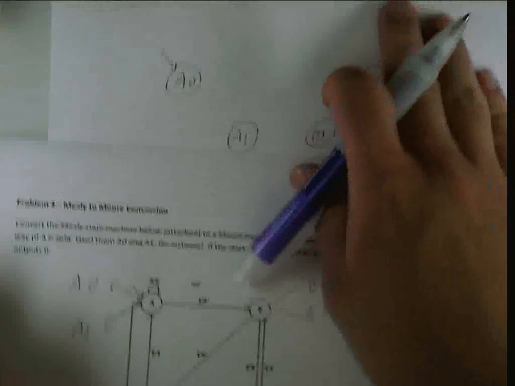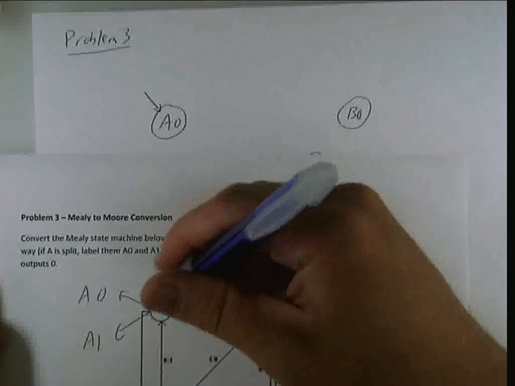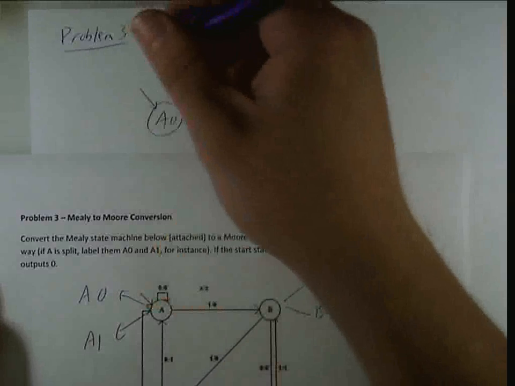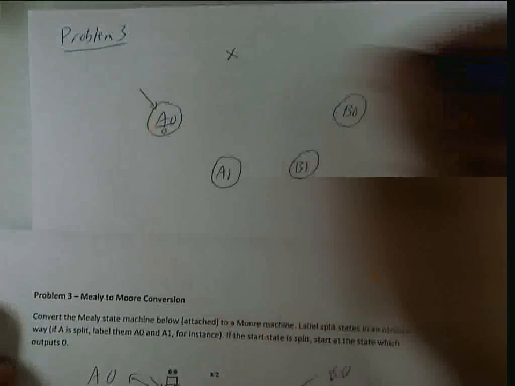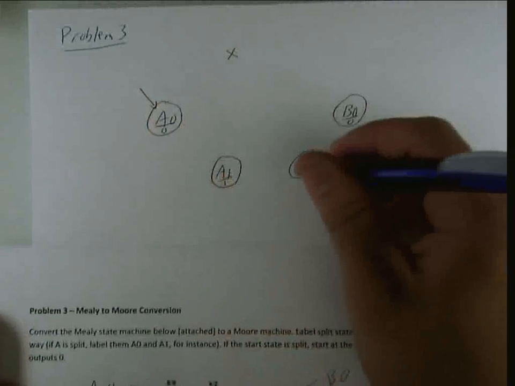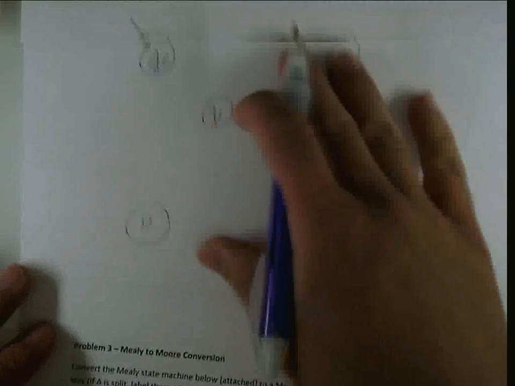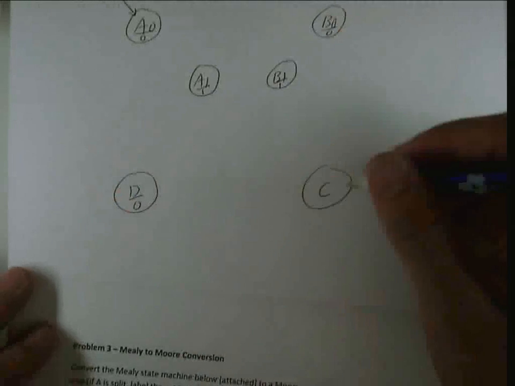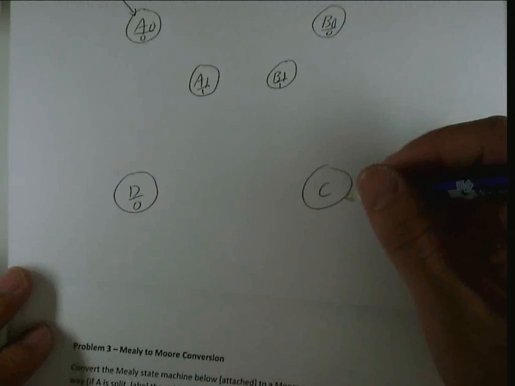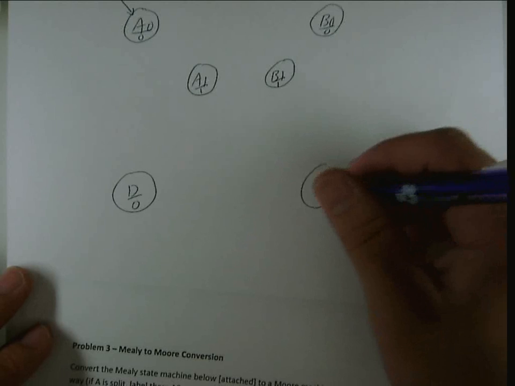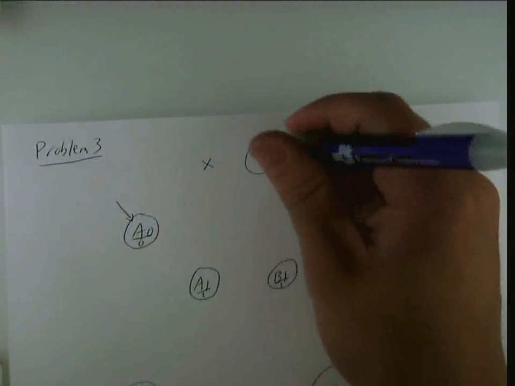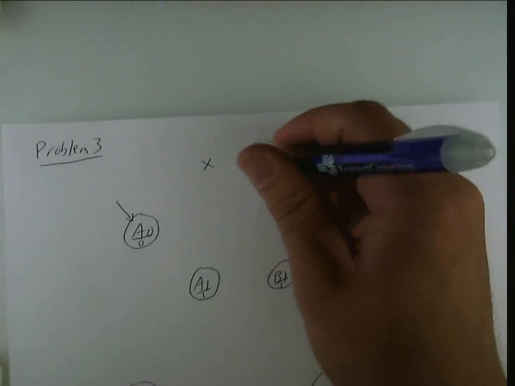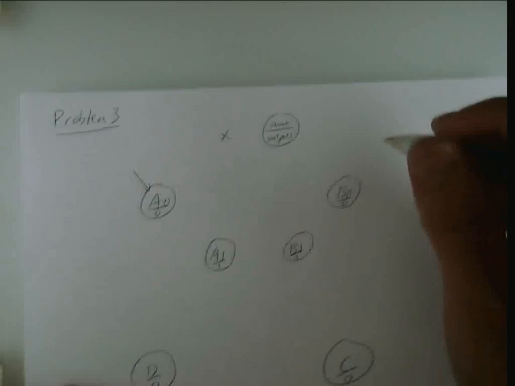And now we need to figure out what happens with this. So if we get a 0 while in state A, so our output is X, our input is X, and so, sorry, this is 0, 0, A1, B1, D is going to have an output of 0, and C is going to have an output of 0. Yeah. And so our states are defined as name underscore output.